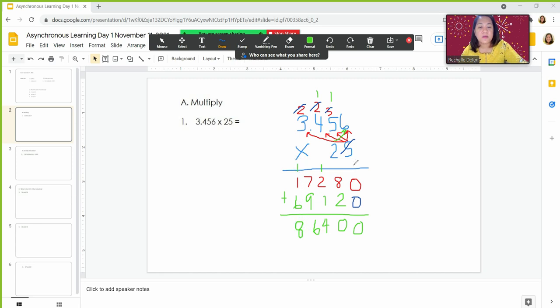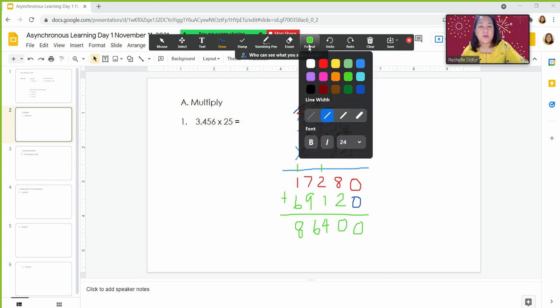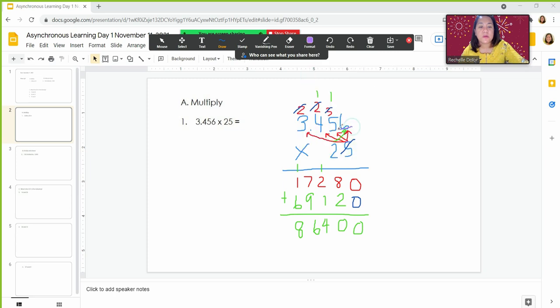Now, we're not done here because you need to find out how many decimal places you need to use. So here, I'm going to use a different color, purple. So I will count 1, 2, 3. So therefore, 1, 2, 3. So the answer is 86.4. Before we move on, make sure that we know the answers. 3.456 times 25, the answer is 86.4. So I got it correct. Awesome. I hope you did it correctly and you entered your answers on this Edpuzzle. Alright, let's move on to the next slide.